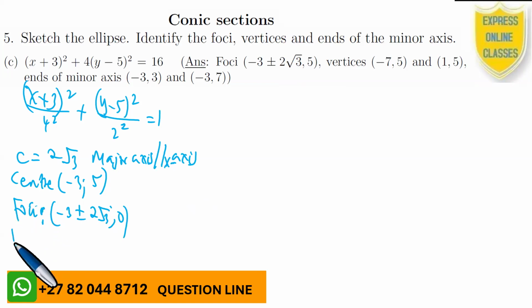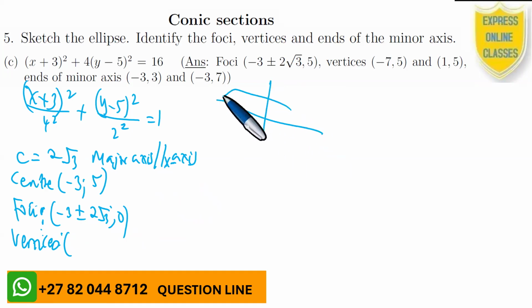Right, and then now we deal with the vertices. For the vertices, you take the center, which is minus 3, 5, but it's going to be affected by the biggest one. Because the major axis is parallel to the x-axis, the vertices are sitting on the x. So you add or subtract the biggest one. A is 4 and B is 2, so you add or subtract 4, and the 5 remains the same.